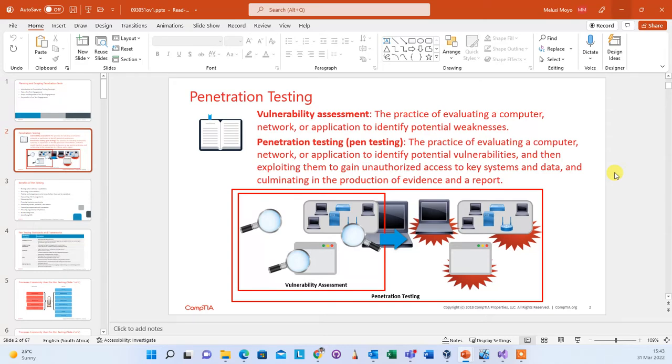And then CySA+ is more about analyzing, reading the feeds that you receive from different systems, and trying to find out, okay, are you being attacked or stuff like that? So for me, CySA+, I feel like it's more on the blue team side, right? And then PenTest+ is more of a red team, right?